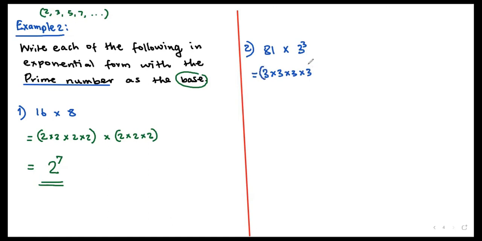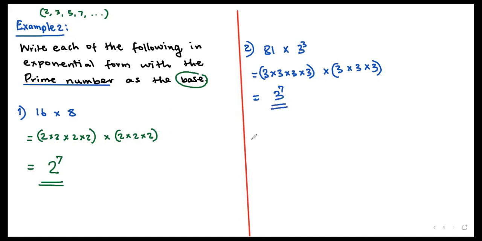Okay. Then we have got 3 cubed. And we know that 3 cubed is 3 times 3 times 3. Is that okay? Okay. So then we have got 3 to what power? 3 to the power of 7. Very good. 3 to the power of 7.